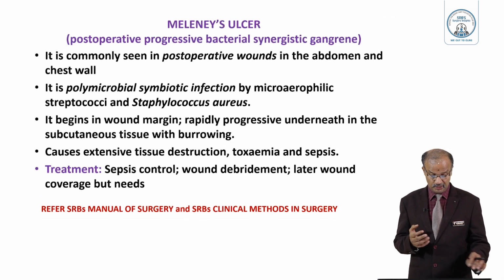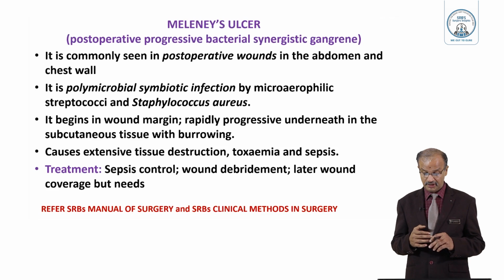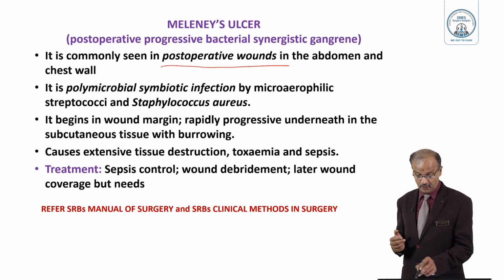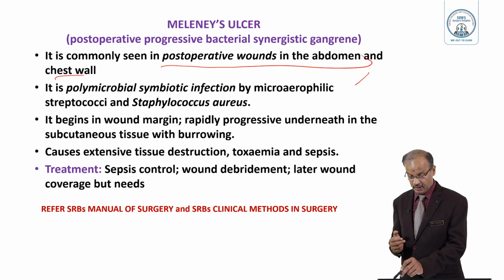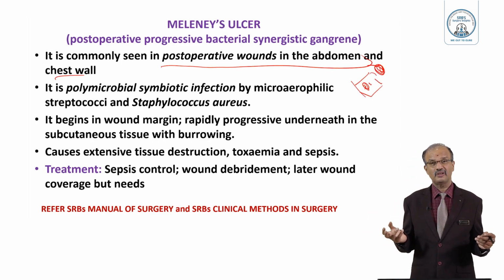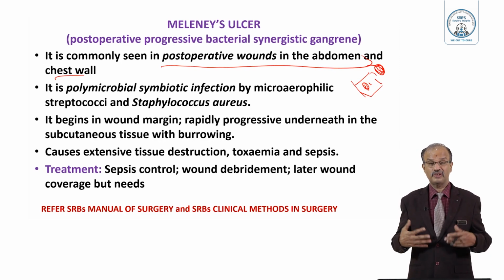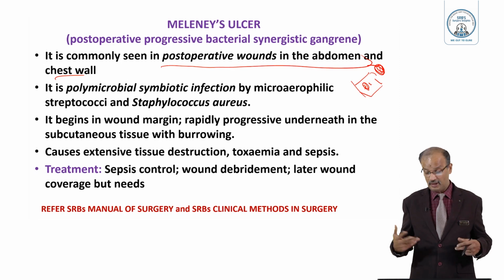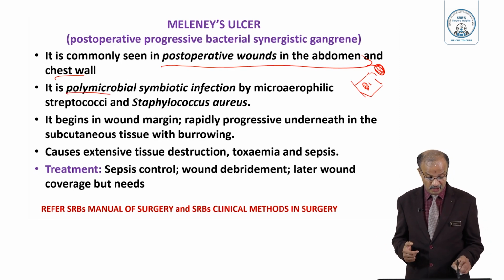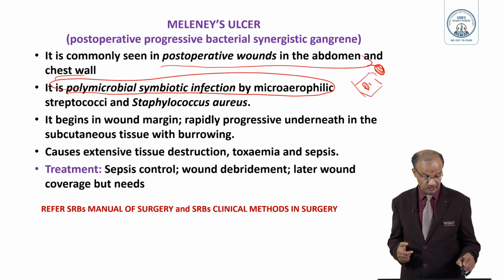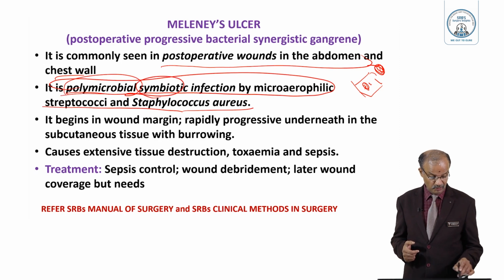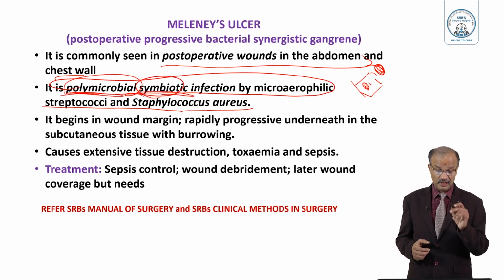So melanoma ulcer, just go through these things. Post-operative progressive bacterial synergistic gangrene, commonly seen in post-operative wounds in the abdomen and chest wall, usually in the abdomen, or sometimes in the chest wall after empyema, when you treat an immunosuppressed individual, in lower abdomen infection, perineal infection spreads upward. After surgery, laparotomy, it may cause all these things. It's a polymicrobial symbiotic infection. A single organism will not cause it. Microaerophilic streptococcus, it's very important. All these words are important. Polymicrobial symbiotic infection. It's an MCQ question.